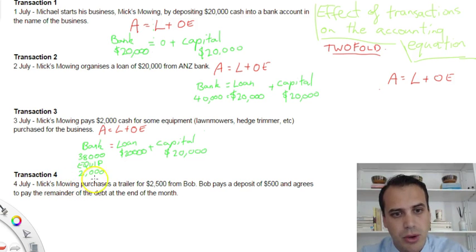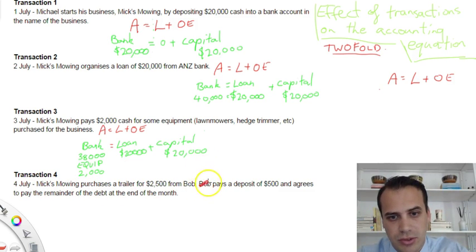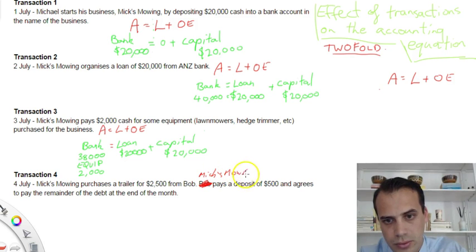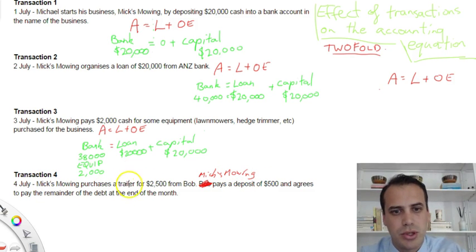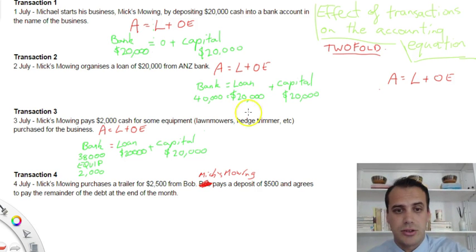last one. Mix Mowing purchases a trailer for $2,500 from Bob. Bob pays a deposit of $500 and agrees to pay the remainder of the debt at the end of the month. Oops, this question's a little bit screwy. Let's fix it. Mix Mowing. That makes more sense. Okay, that's better. Mix Mowing purchases a trailer for $2,500 from Bob. Mix Mowing pays a deposit of $500 and agrees to pay the remainder of the debt at the end of the month. This happens really, really regularly. You buy something, you put down a little bit of money, and then you pay the rest later on.